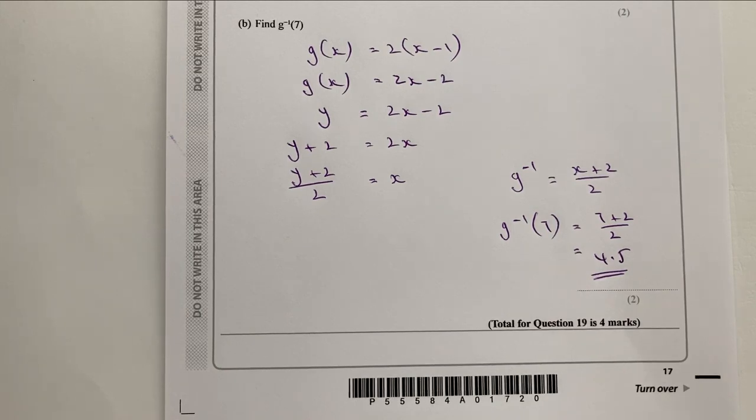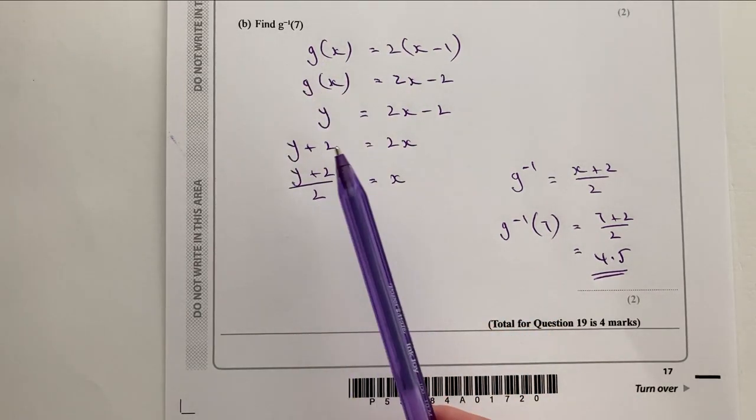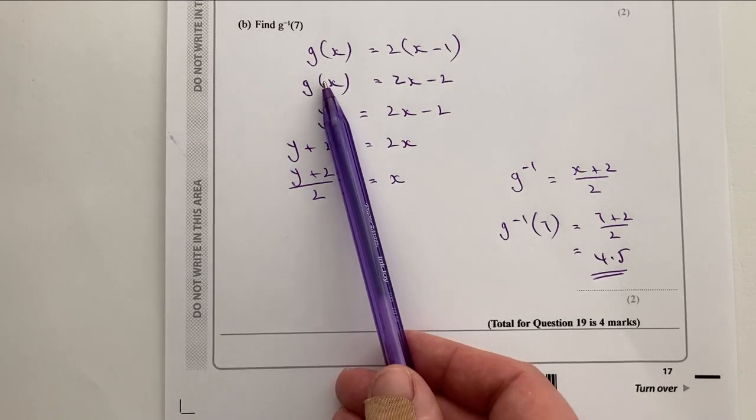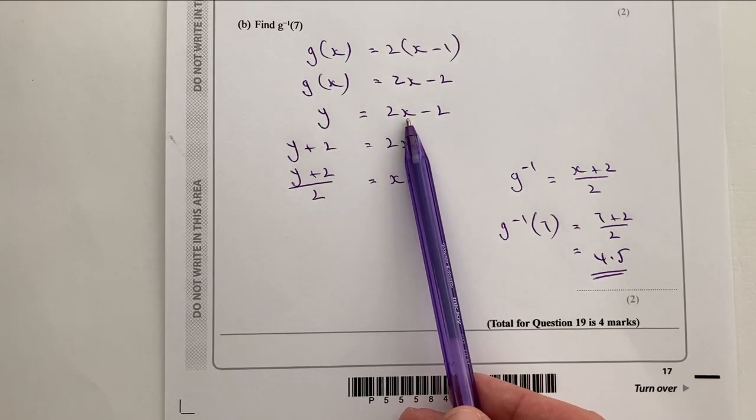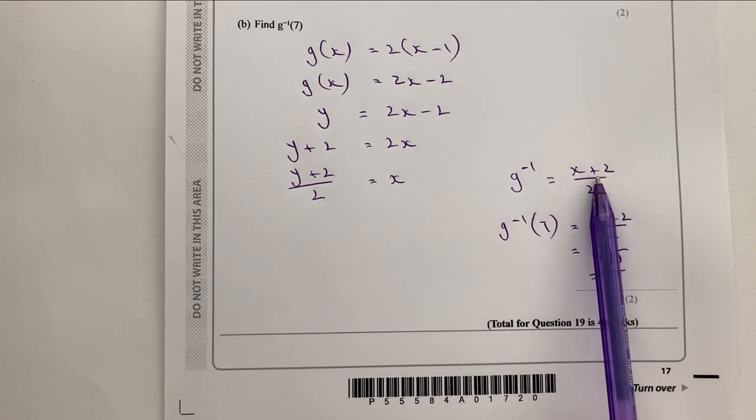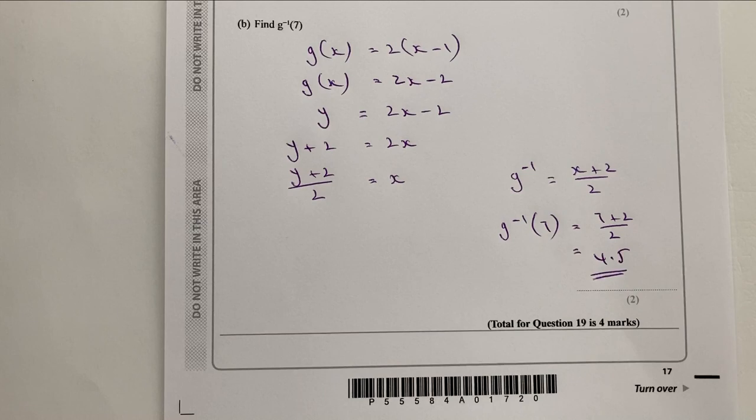So that's going to equal 4.5, and that would be the answer to that particular question. So it's this technique of making this equivalent to y, and then making x the subject of the formula, and then swapping it back again. Okay, so hopefully you're able to follow that technique. But as I mentioned, please do have a look at the playlist on functions. Okay, so we're going to move on to question 20. I'm just going to keep an eye on the time because things are going to get a little bit trickier from here on in, but we'll see how we get on.